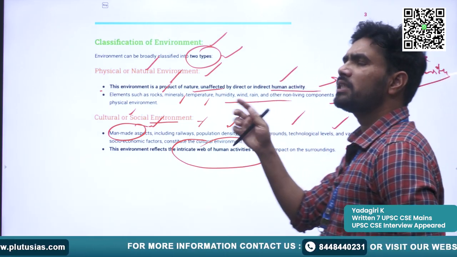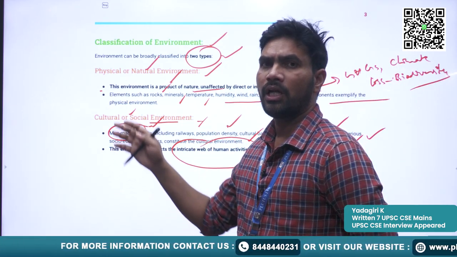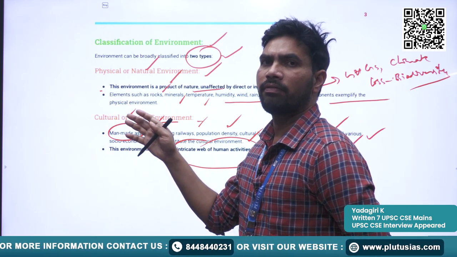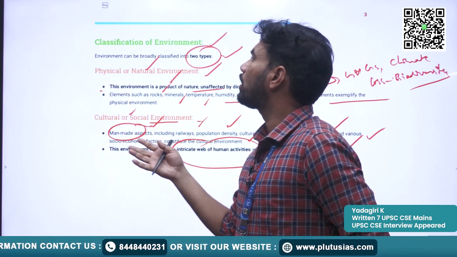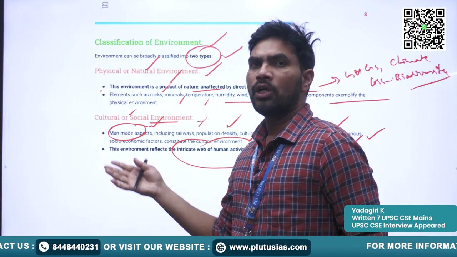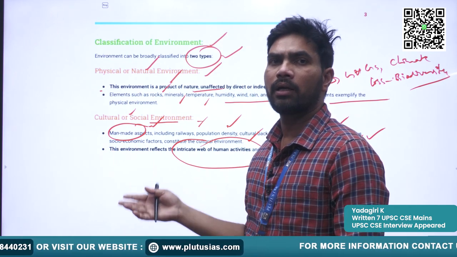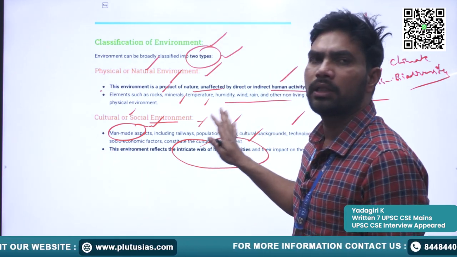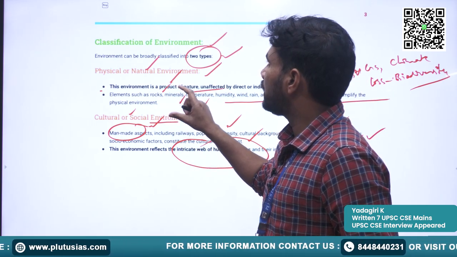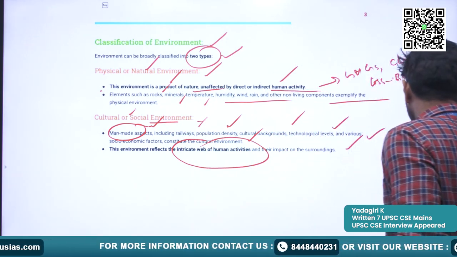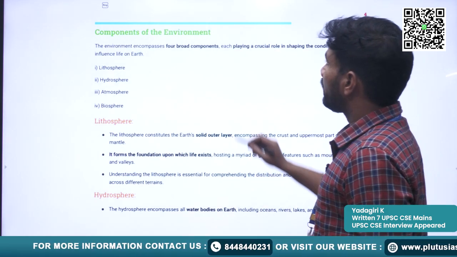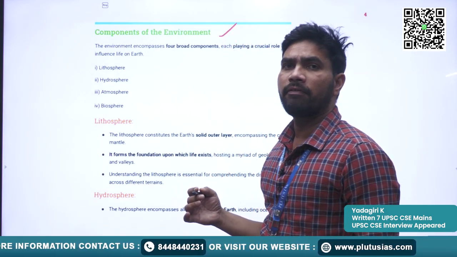So this is one kind of classification. There is a chance of a question coming about it: what are the kinds of environment? So basically that type of question may come in the examination. So this is basically the classification of environment. Next, we will try and understand the components of environment.